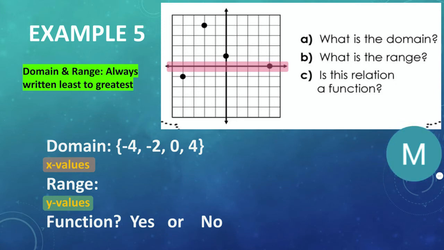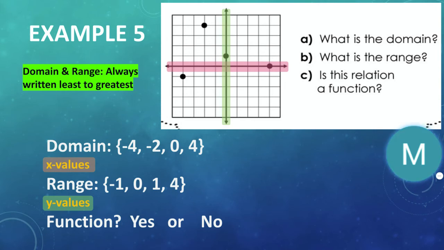You always want to write the x values of each point from left to right because that is automatically least to greatest. Now my range are the y values. So I want to write all the y values from least to greatest. So I'm going to read the y values from bottom to top. So I have -1, 0, 1, and 4.